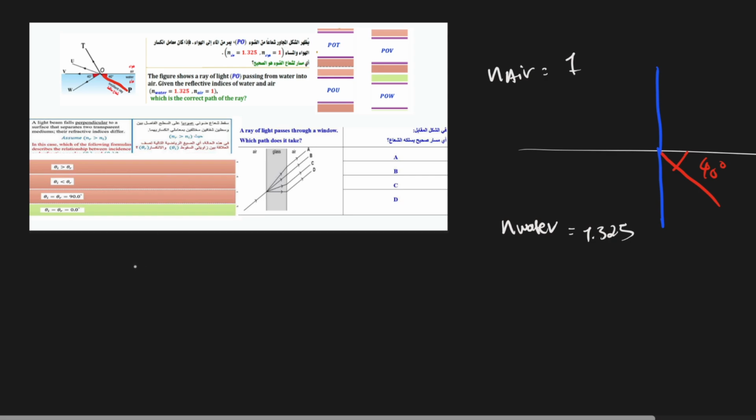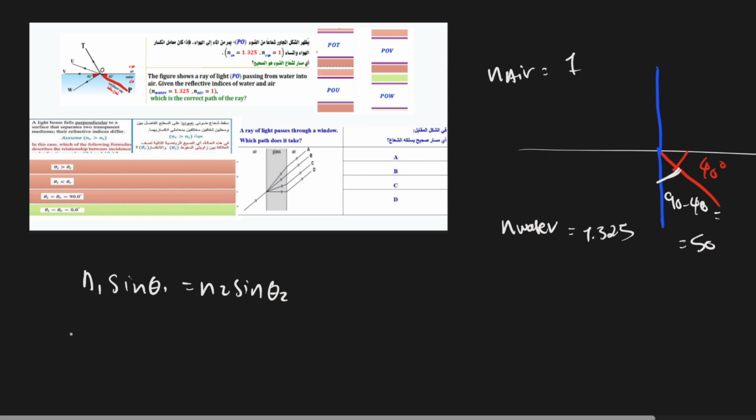So let's do it. We have n1 sine theta 1 is equal to n2 sine theta 2. Now for theta 1, it is not 40, because 40 is the angle between the beam of light and the boundary. To find theta 1, we have to get this part here. This part is 90 minus 40, and the reason is that the normal, by definition, is a line perpendicular to the boundary. So 90 minus 40 is equal to 50.